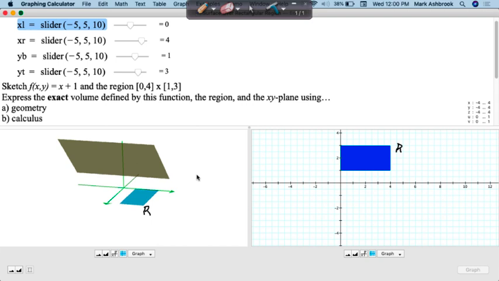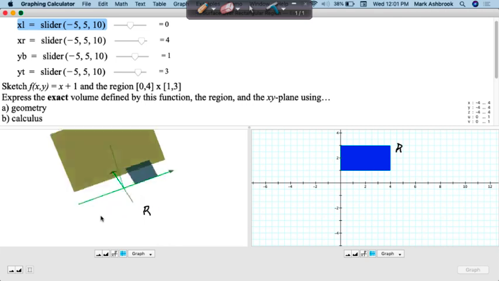Do you see that the blue regions are showing the exact same region R? Do you see that? That's important that you see that. In both cases, I'm showing the exact same set of points. X goes from 0 to 4, and Y goes from 1 to 3. If this is X coming out this way, oh no.